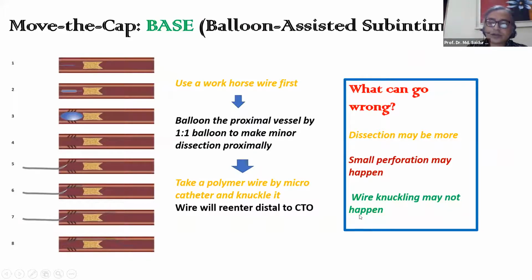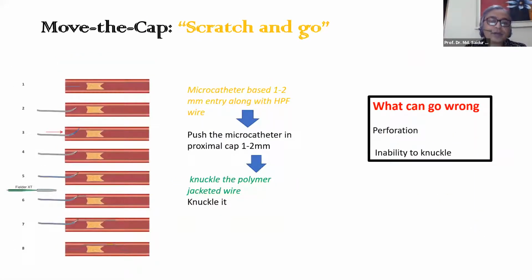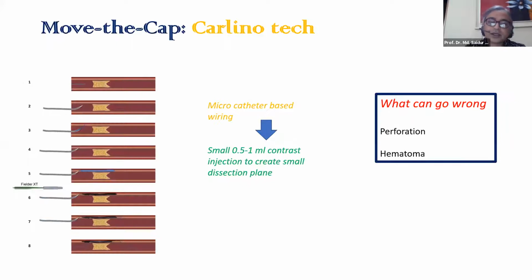But always we have to remember the dissection may extend, small perforation may happen, and wire re-entry may not happen sometimes. If you take scratch and go, it will be microcatheter based, 1 to 2 millimeter. Push the microcatheter a little bit with a high penetration force wire, and then in the same way knuckle it. And in Carlino also, you give a 1 to 1.5 millimeter contrast injection to make some micro channel dissection plane there, and a small dissection plane, and then you can go with wire.